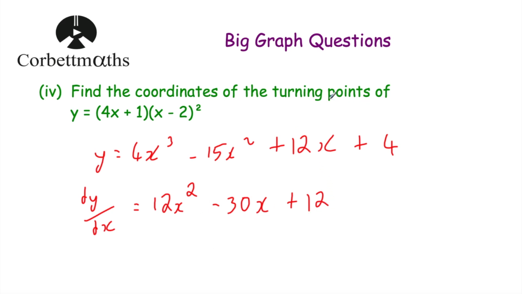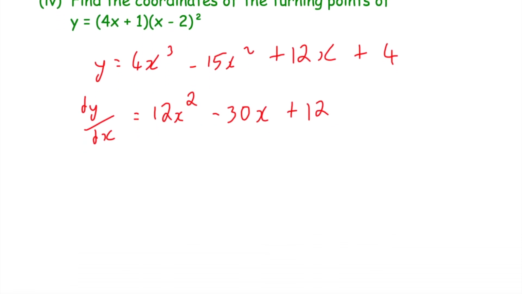Now we want to find the coordinates of the turning points. So that's when the gradient is equal to 0. At minimum points and at maximum points, the gradient at those particular points is equal to 0. So the gradient function will equal 0. So we're going to let this equal 0. So 12x squared minus 30x plus 12 equals 0. So we now want to solve this equation.